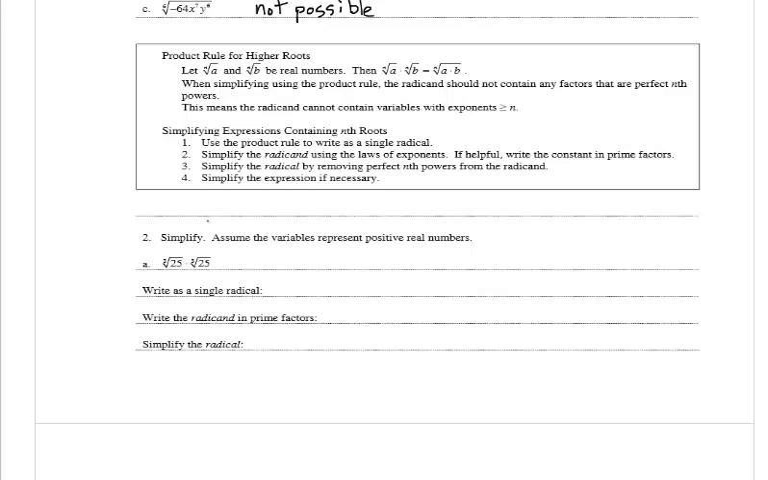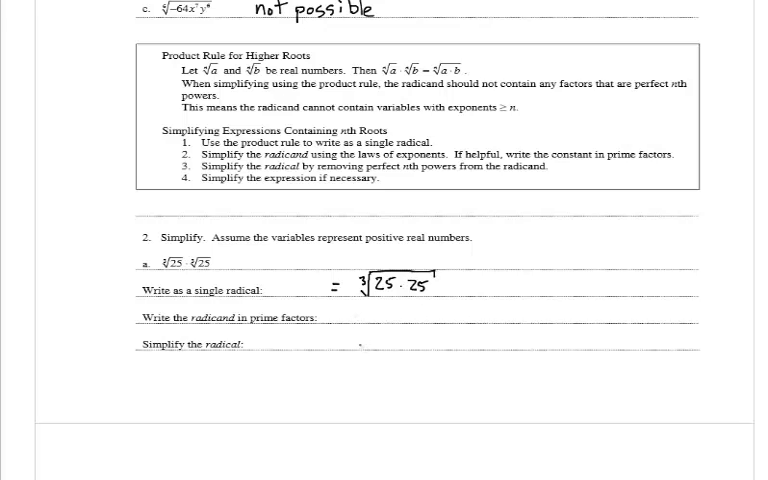So in 2 it says simplify, assume the variables represent positive real numbers. And in A we have the cube root of 25 times the cube root of 25. And it wants us to write as a single radical. So we can say that this is equal to the cube root of 25 times 25.